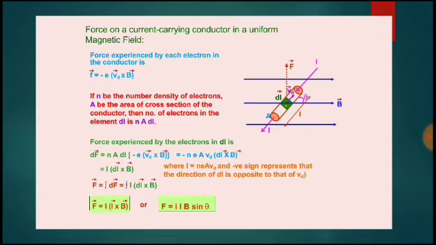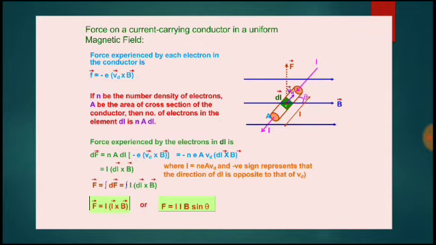So there are two cases based on the angle between the force and the magnetic field. Suppose theta is 0, what is the force on the conductor? There is no force on the conductor. If you substitute theta equal to 0, sin 0 is equal to 0, therefore the force will be 0. That means there is no force on the conductor.